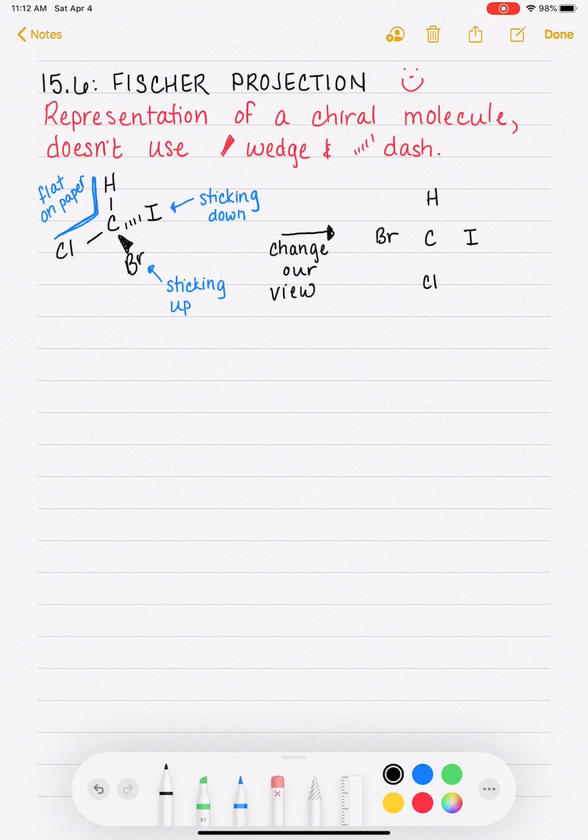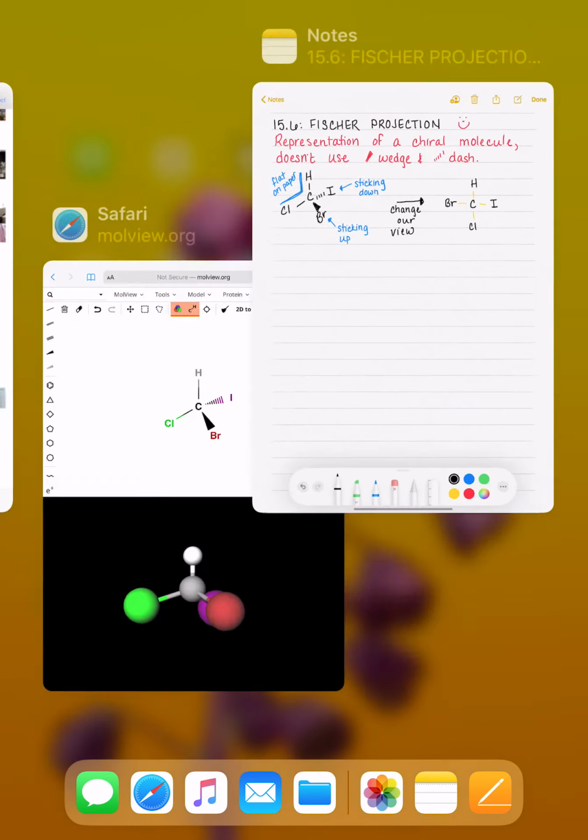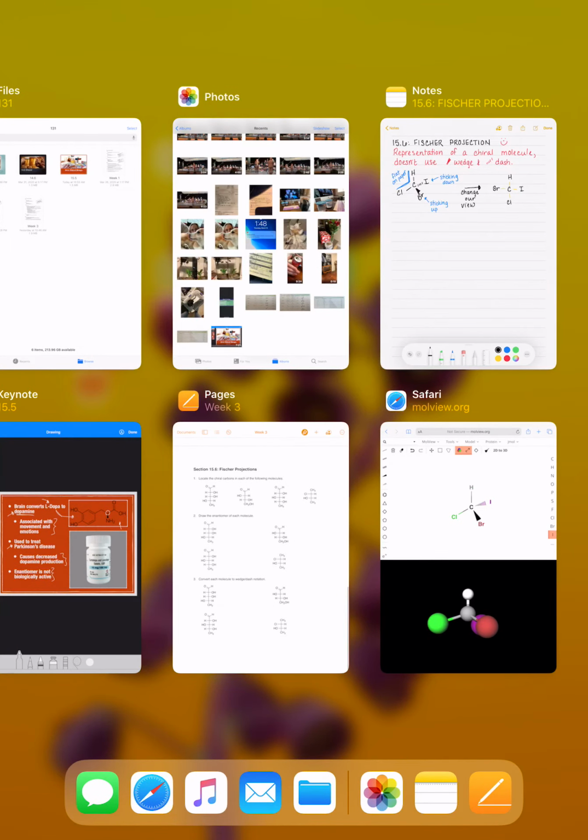And I'm leaving these gaps here because we're going to draw bonds there, but those bonds are going to have direction to them. Like they might be wedges, they might be dashes, they might be straight lines. So we're going to go back to mole view and we're going to look at what this molecule actually looks like when we twist it in this way. So let's just remind ourselves before we switch. We want hydrogen up, chlorine down, bromine left, iodine right.